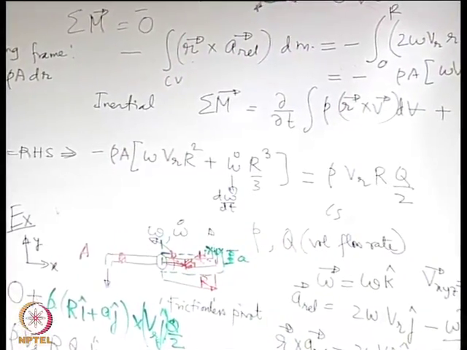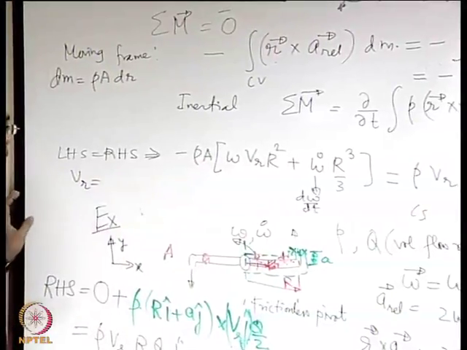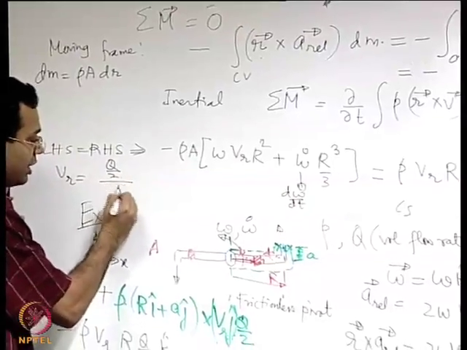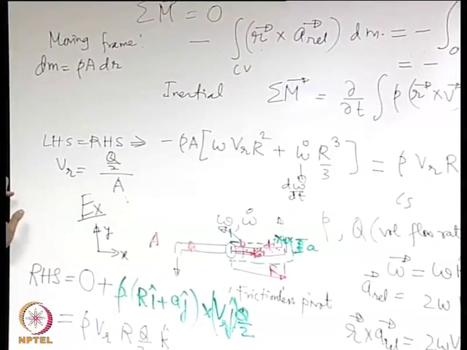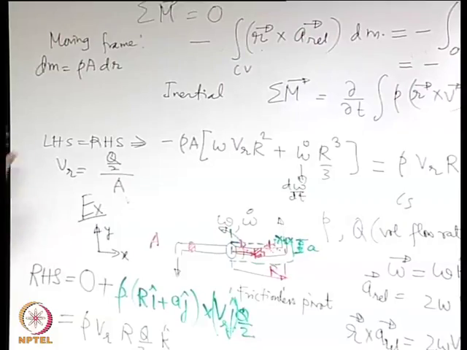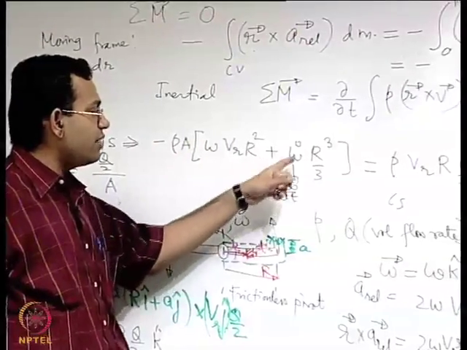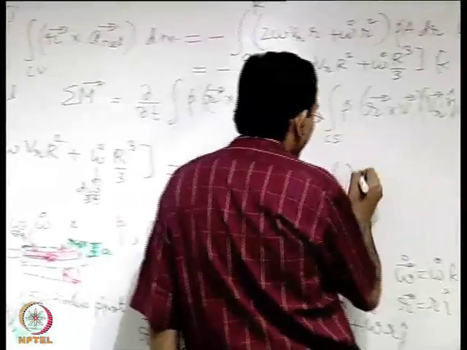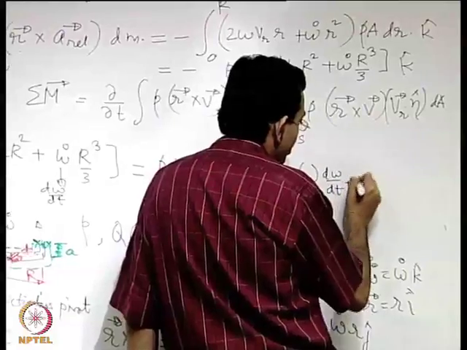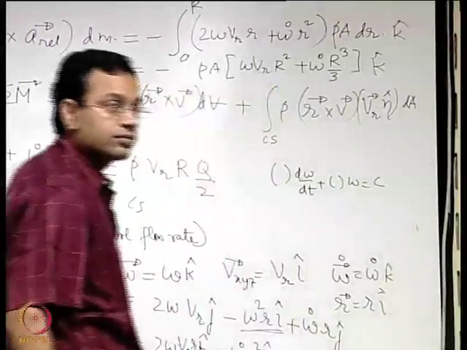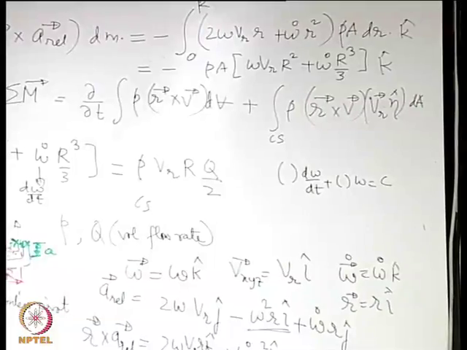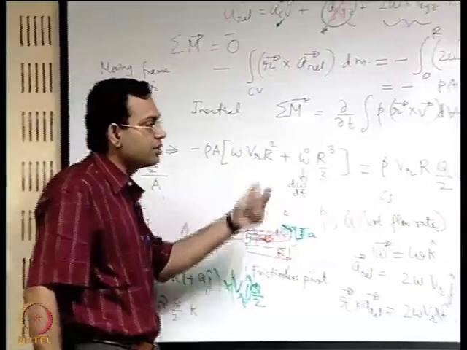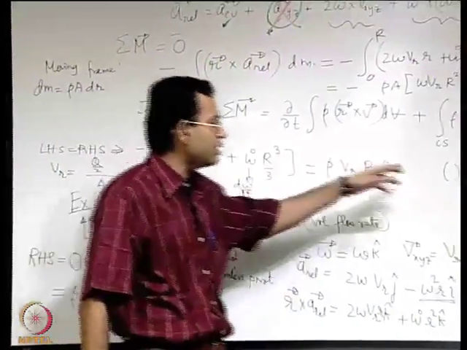V R you know, because what is V R? V R is the flow rate divided by the area, so Q by 2 divided by A. So given the flow rate, you should be in a position to substitute V R, which is a constant. So only the variables are d omega dt and omega. So it is a differential equation of the form something into d omega dt plus something into omega is some constant, right. So you may separate the variables easily to solve it, because these are constant coefficients here.